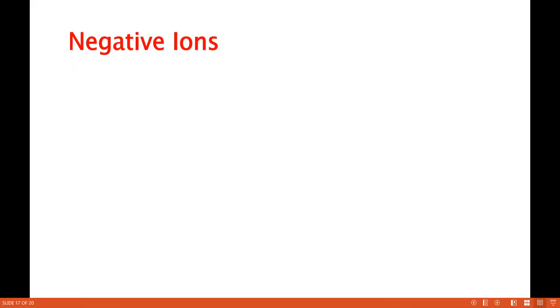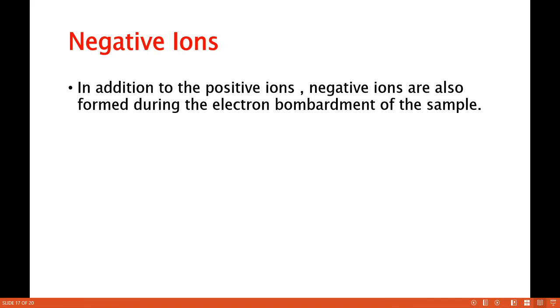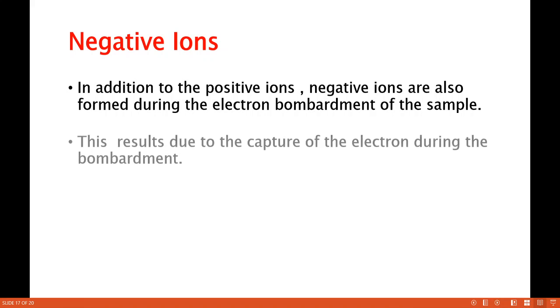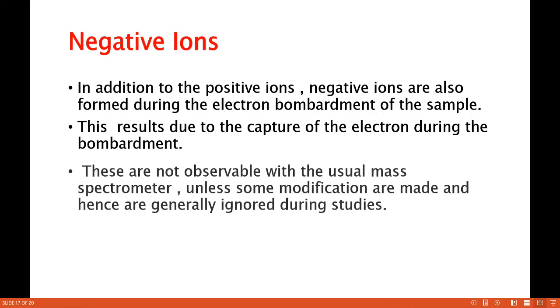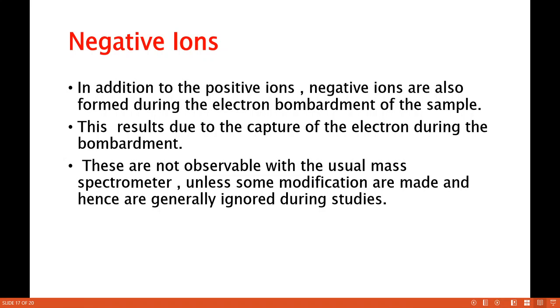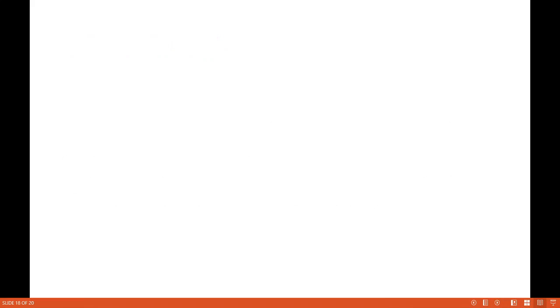Then the next is the negative ion. These ions are not considerable because in addition to the positive ions, negative ions are also formed during the electron bombardment of the sample. This results from the capture of electrons during the bombardment. These are not observable with the usual mass spectrometer unless some modifications are made, and hence they are generally ignored during the studies.